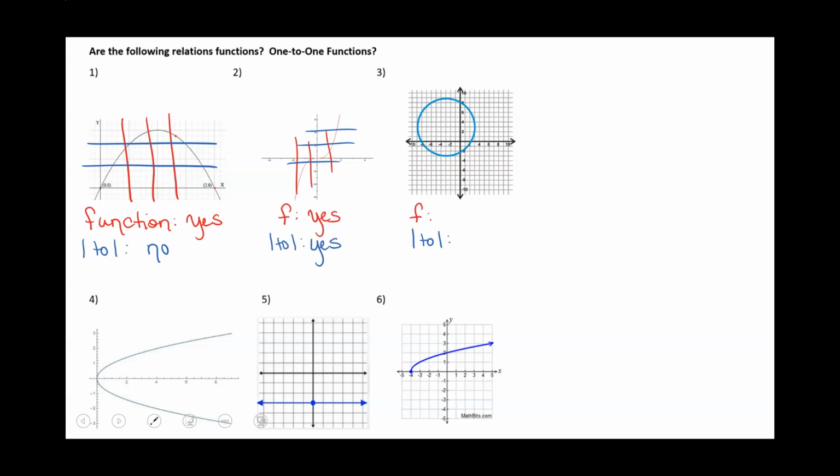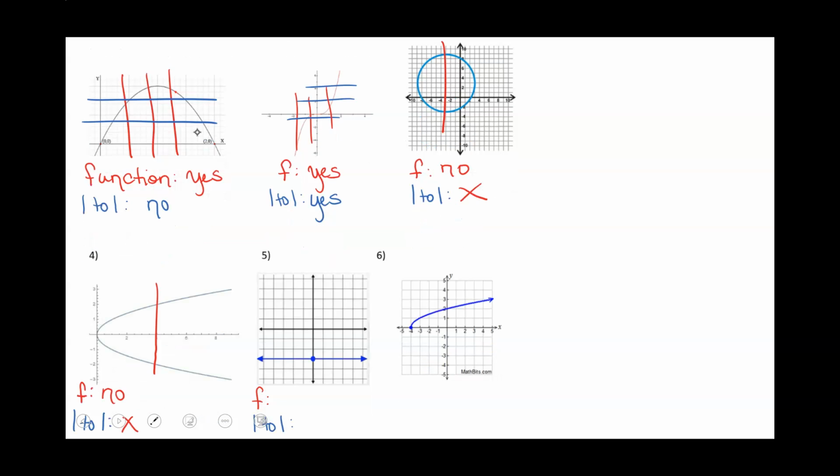If we do the vertical line test, yes, it passes, and so yes, it is a function. It also passes the horizontal line test, so that means its inverse is a function, so it is a one-to-one function. All right, look at the next one. Does it pass the vertical line test? No, so it's not a function. If it's not a function, it can't be a one-to-one function, so there's no need to even check the horizontal line test.